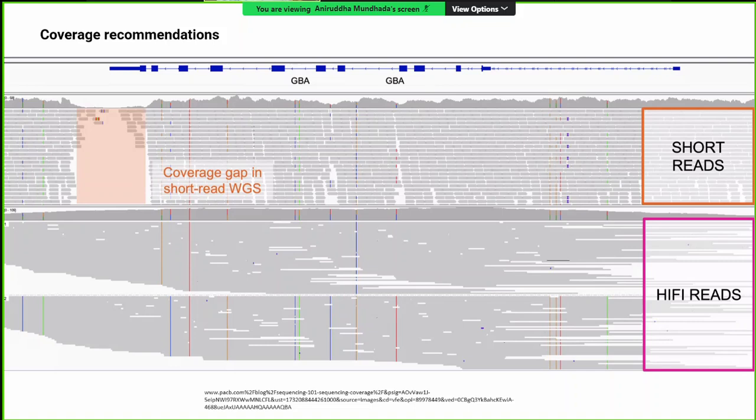as compared to short-read sequencing, for which we need at least 1000x depth to get the mutations.